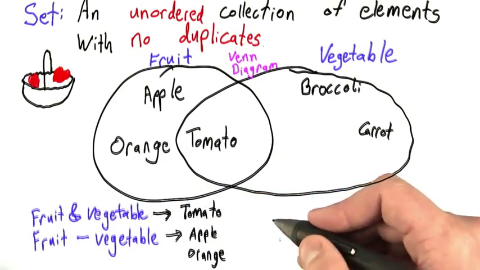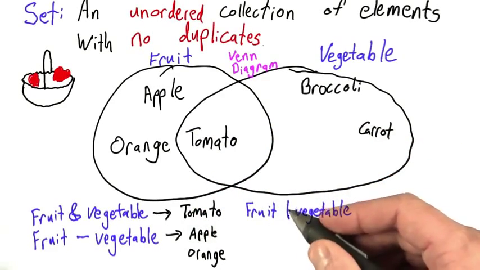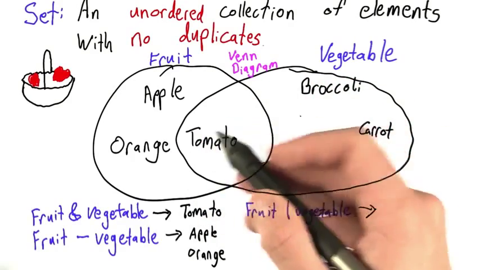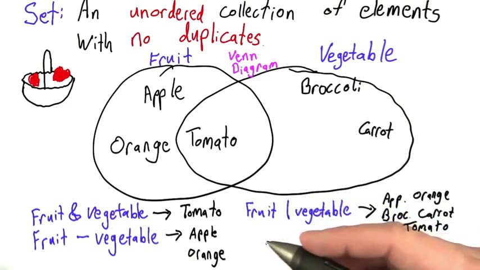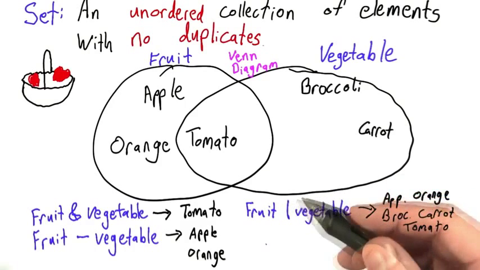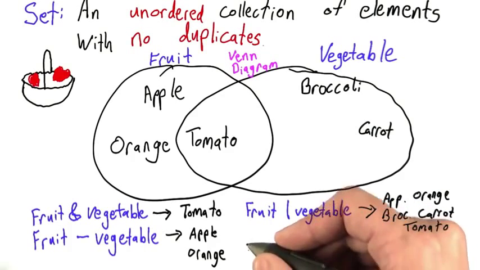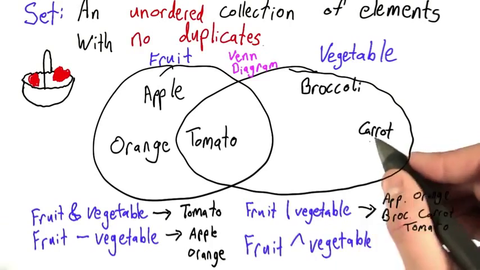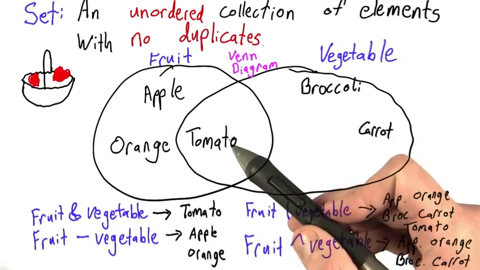We could ask which elements are fruits or vegetables. And here I've used the vertical line to indicate that. And this would give us all of these entries. All of these entries are either a fruit or a vegetable or both. The last operation I'm going to talk about is asking which elements are fruits or vegetables but not both. And this is known as the symmetric difference. And here we've used the caret to indicate that, which is not the same as this caret. And this is just all of the entries except for tomato.